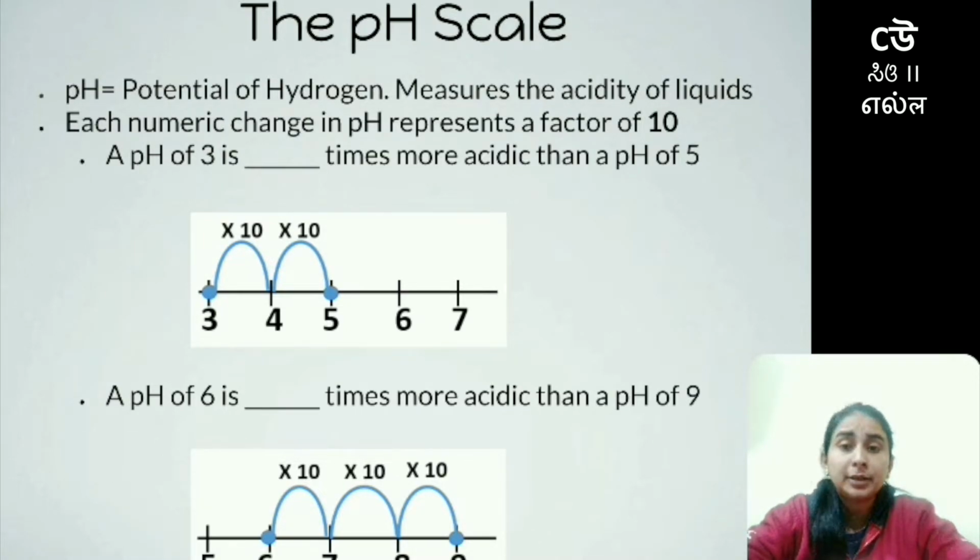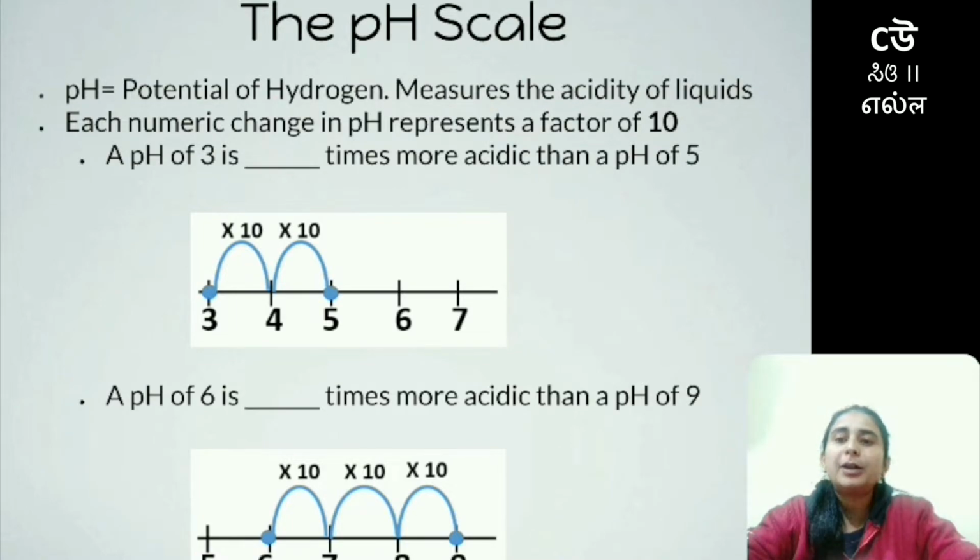यानी ये आपकी help करेगा to know that whether a particular substance is acidic in nature or not. So here, since this scale has numeric values, each numeric change in pH will represent a factor of 10. So a pH of 3 will be around 100 times more acidic than a substance which will have a pH value of 5.